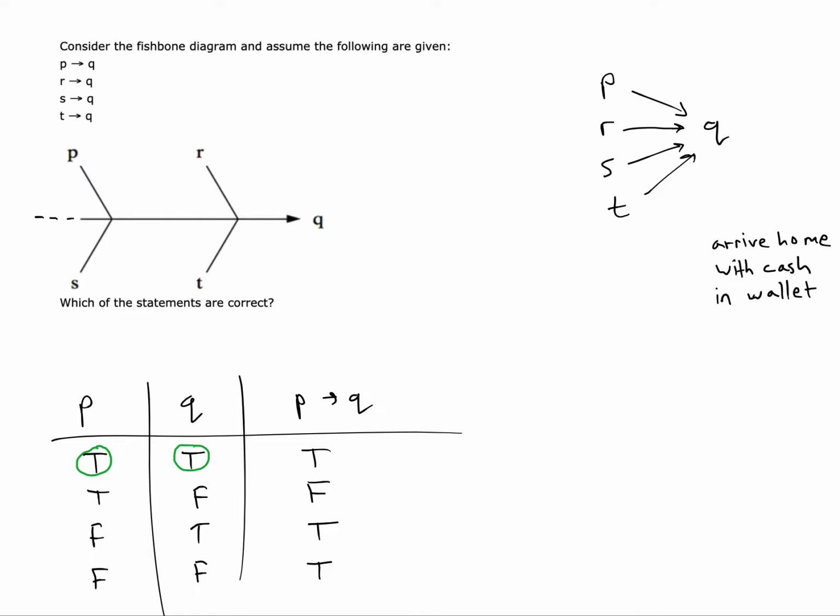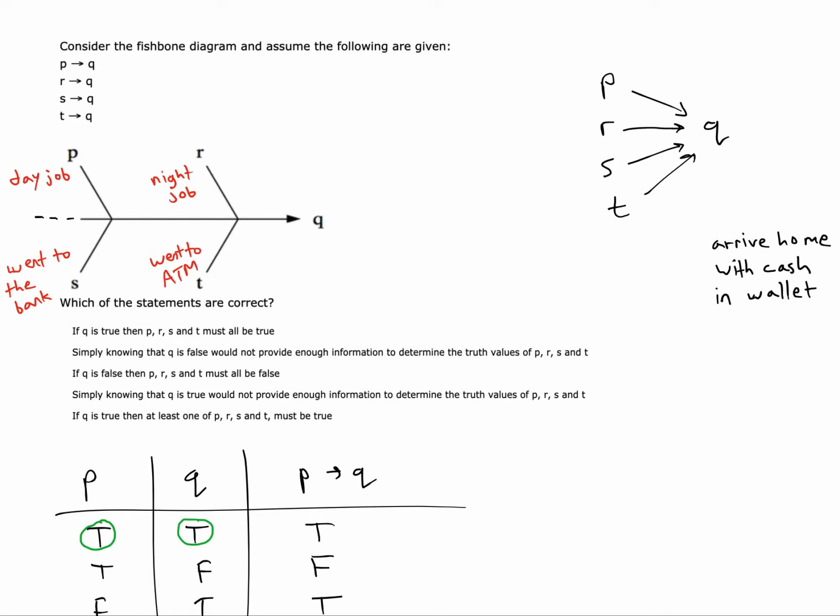So P could stand for you worked a day job, and that's why you have cash. Or it could be that you worked your night job. Okay, maybe you went to the bank. Or perhaps you went to an ATM. All these things could result in you having cash.